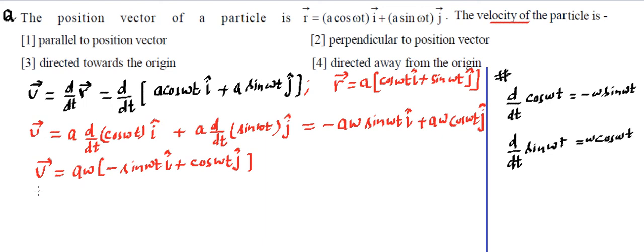To check the perpendicular of two vectors, we do the dot product, and if the dot product becomes 0, then the vectors are perpendicular. If the cross product becomes 0, then the vectors are parallel. And then directed towards origin and directed away from the origin. Now this is r vector, so this vector cannot be written in terms of r. So that means this is not directed towards the origin or away from the origin.